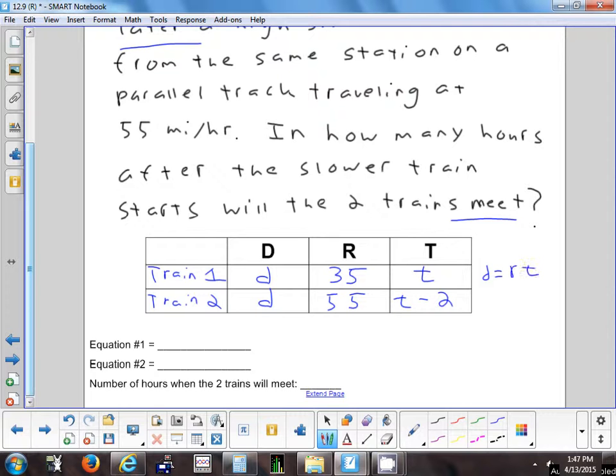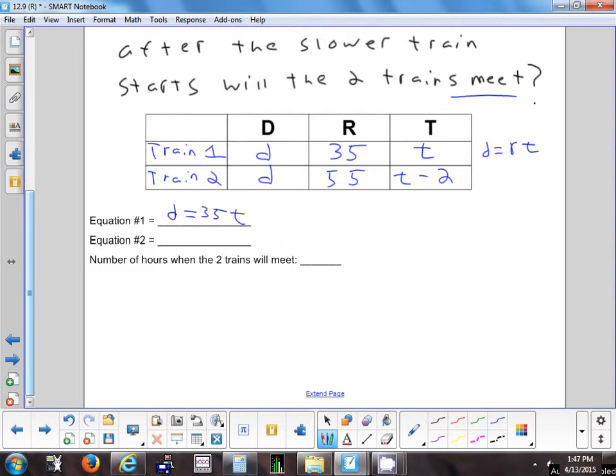D equals RT. Okay, now what I want you to do, for each row, plug in the three things that we put in that row into that equation. I'll start you off with row one. Let's see if you guys can do row two. What's the distance in row one? D. What's the speed in row one? 35. What's the time in row one? T. Yep. There's your first equation. D equals 35T.